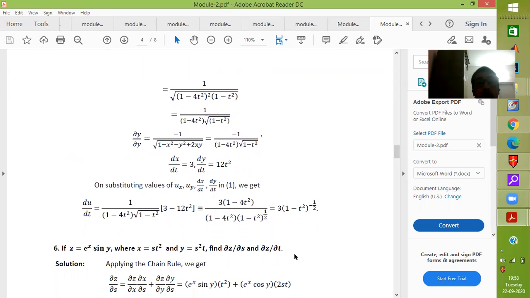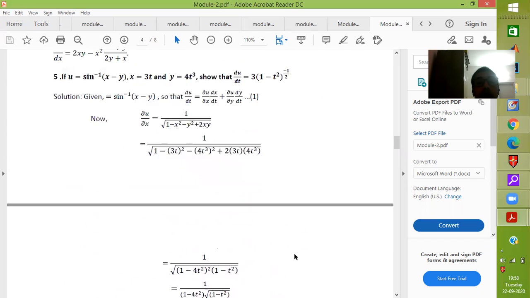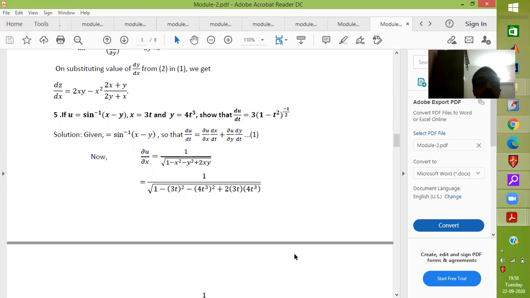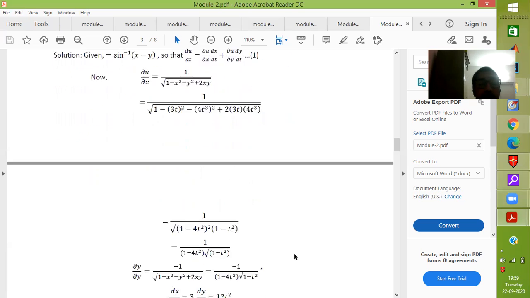Of course, you can also do this problem by replacing x with sine t, t with sine theta. Therefore, the problem becomes extremely simple, but that will take you away from the chain rule. Therefore, it has not been suggested.